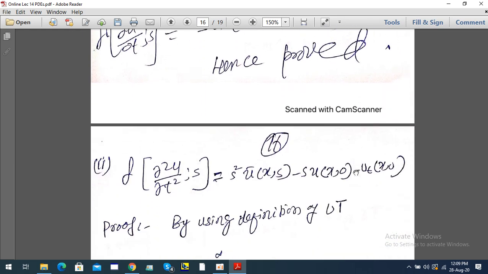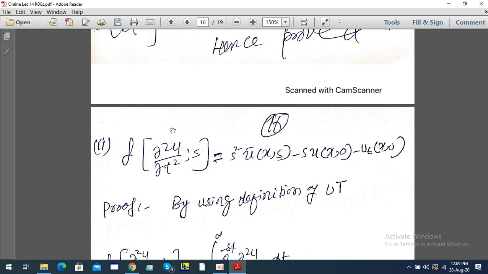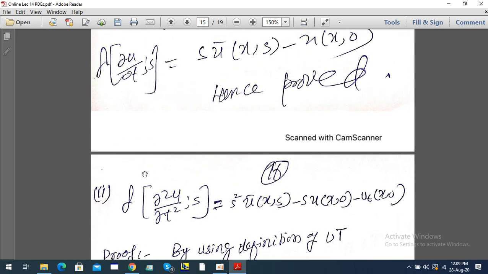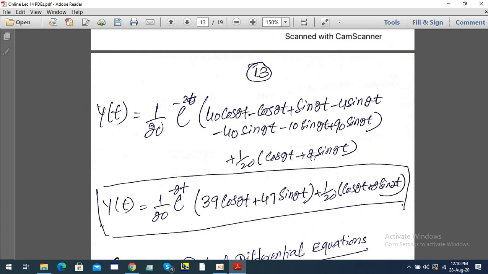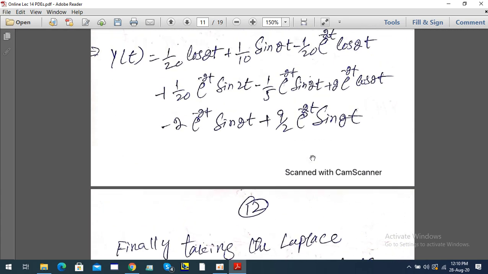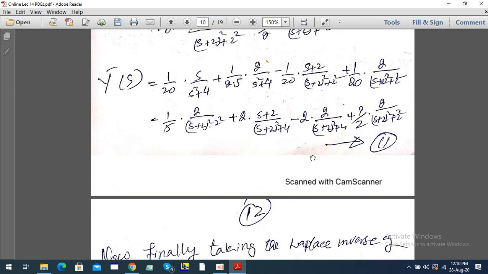Now to find the Laplace of partial square u, let me prove this. This is the first derivative, partial u by partial t. Now the Laplace of partial square u by partial t square is equal to s square u bar(x,s) minus s u(x,0) minus u dash(x,0). You can see there is no bar, so it is without Laplace. We have already used this formula above, but now I am going to prove it. If you have any confusion about how this step came, you can use this.